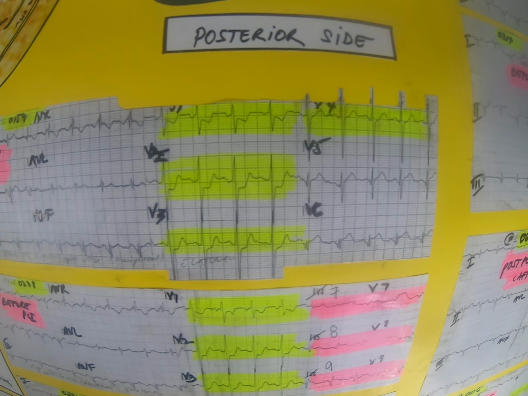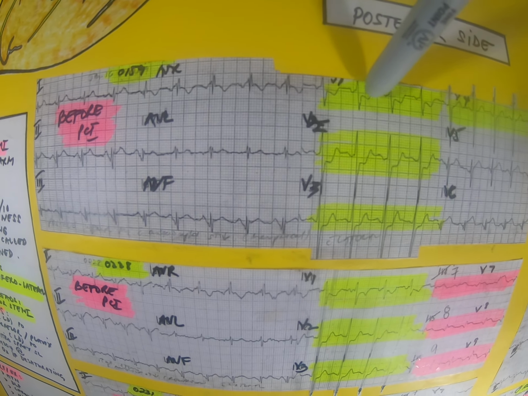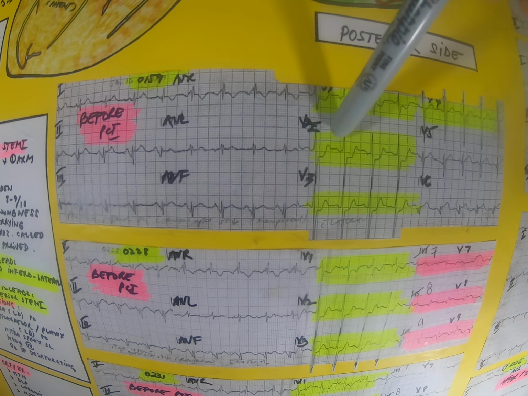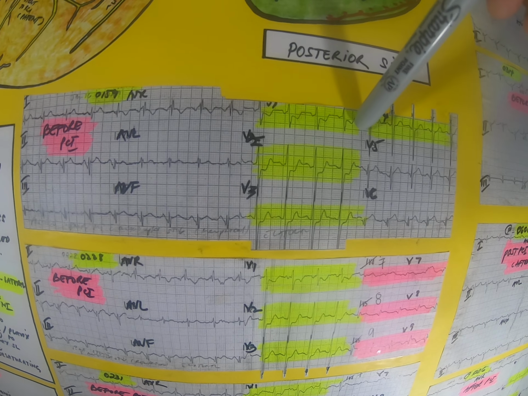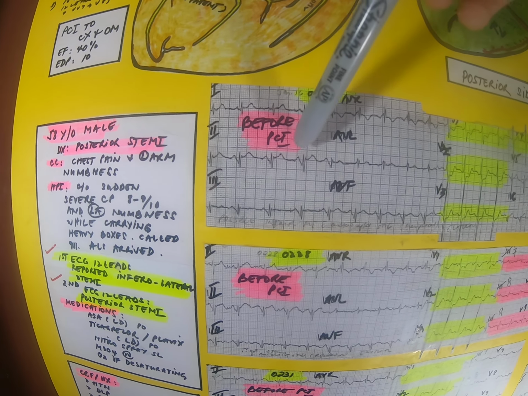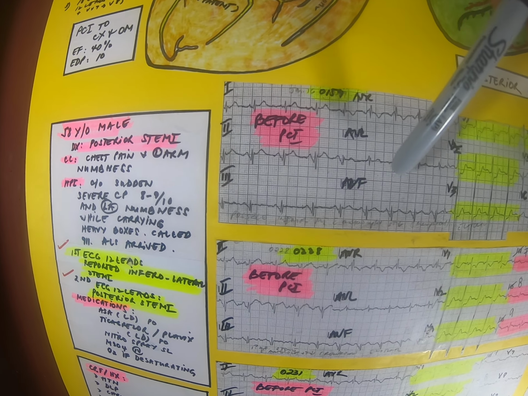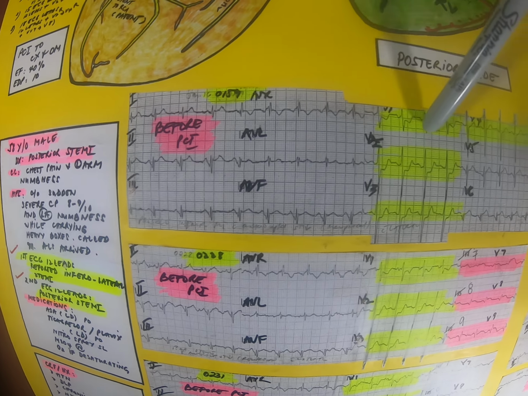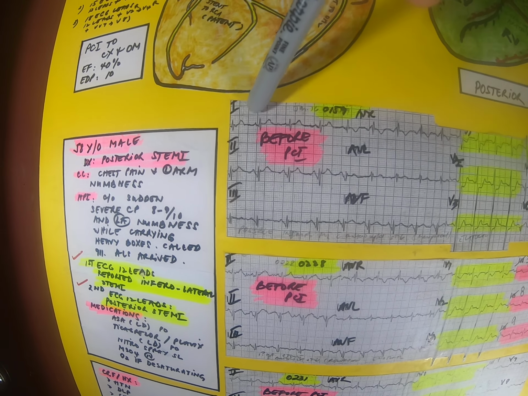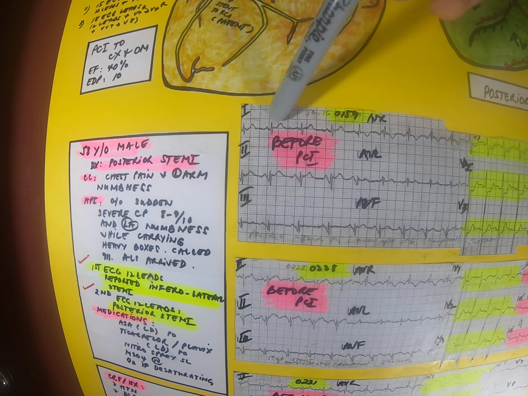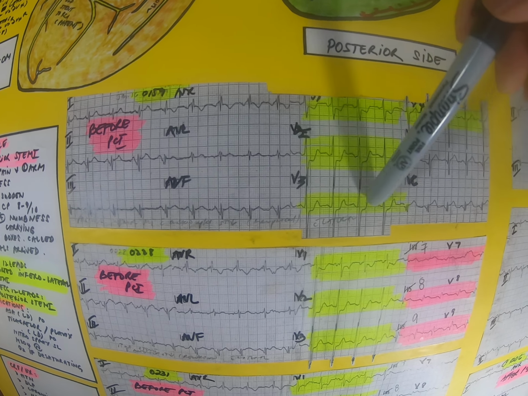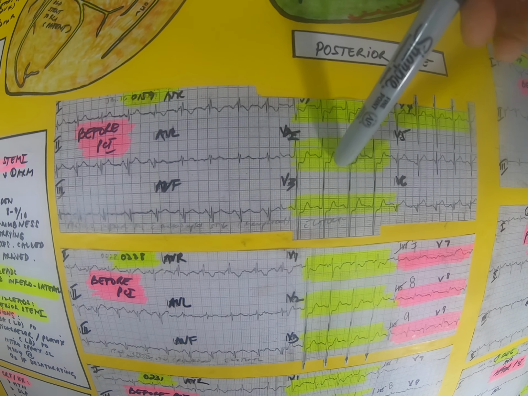Well, what caught my attention is this. There are deep ST depressions on leads V1, 2, and 3. See, these are the septal leads. If we don't have inferior ST elevations, because sometimes the reciprocal for inferior is anterior, but usually the reciprocal for inferior is the lateral leads, 1 and aVL. But in this case, we do have depression on V1, V2, V3.